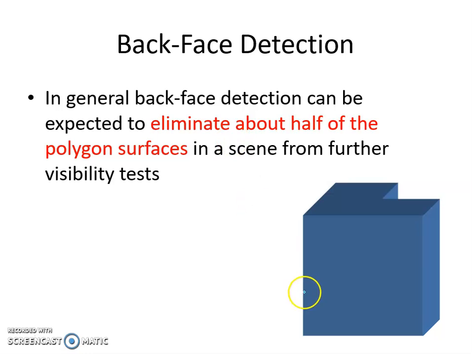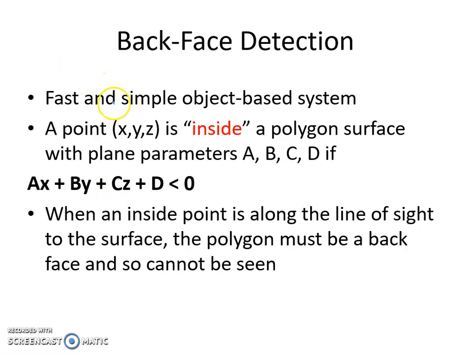In general, backface detection can be expected to eliminate about half of the polygon surfaces in the scene from the further visibility test. So in general, we can say that the backface detection algorithm is a fast and simple object-based method. In this algorithm, a point x, y, z is inside a polygon surface with plane parameters a, b, c, d if ax plus by plus cz plus d is less than 0. When an inside point is along the line of sight to the surface, the polygon must be a back face and cannot be seen.